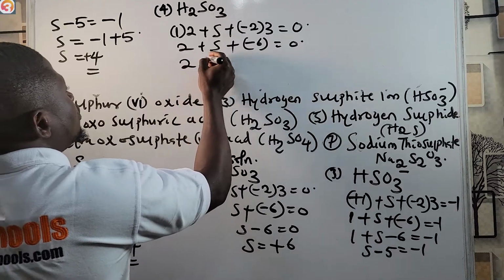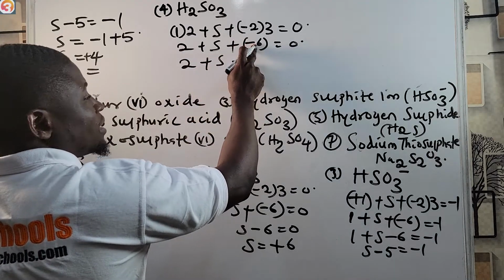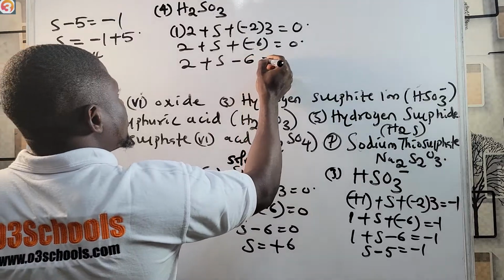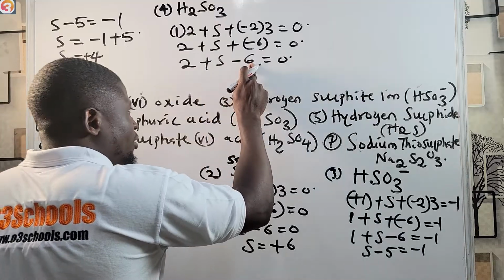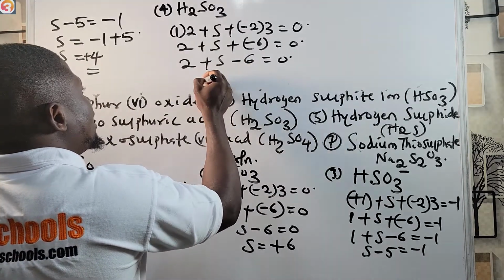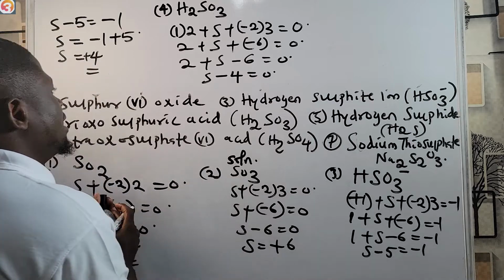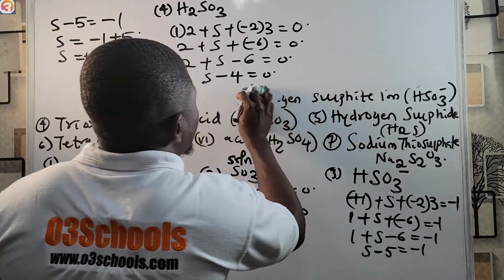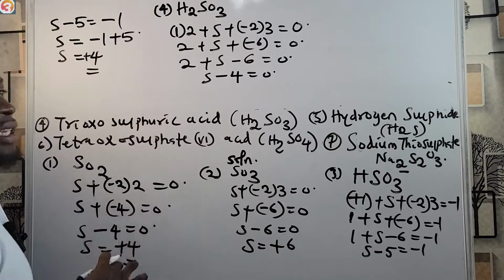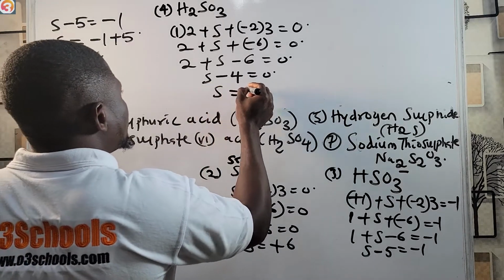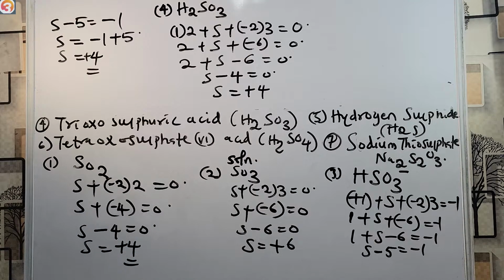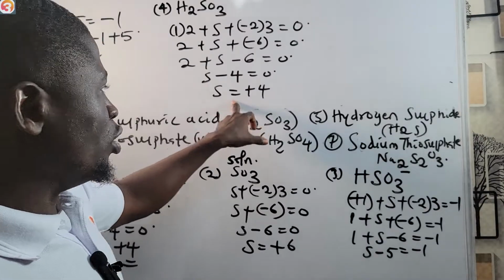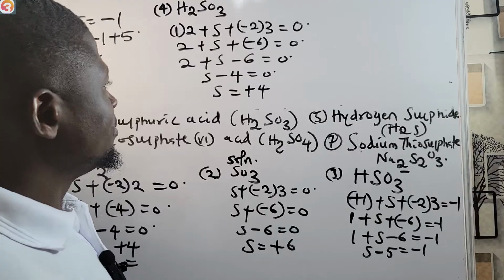So I'm going to have 2 plus S, minus times plus is minus, so -6 is equal to 0. Now 2 minus 6 is -4. So I have S minus 4 is equal to 0. Since S minus 4 is equal to 0, that means -4 will cross the sign of equality to meet 0. So S is +4, because +4 plus 0 is also +4. So the oxidation number of sulfur in H2SO3 is +4. Now let's see the next one.